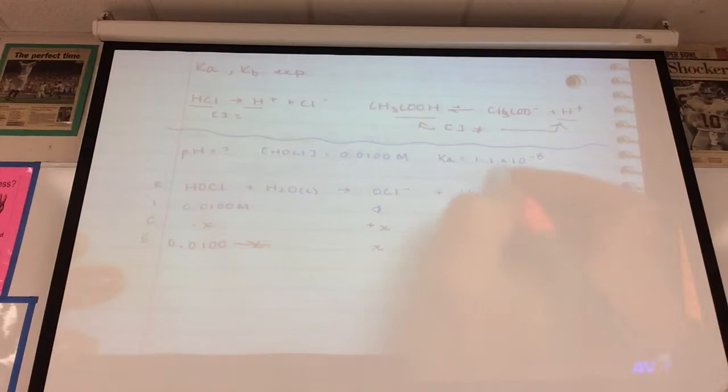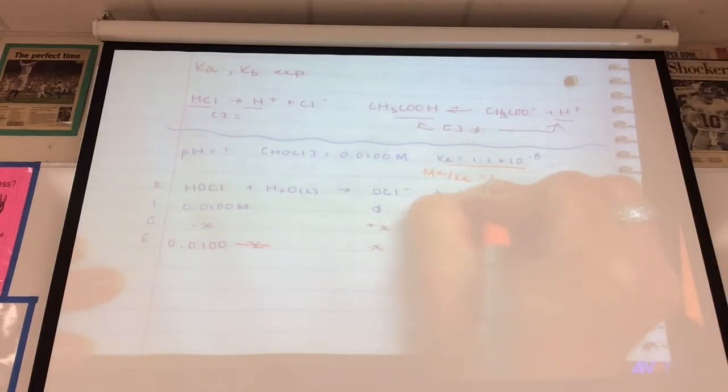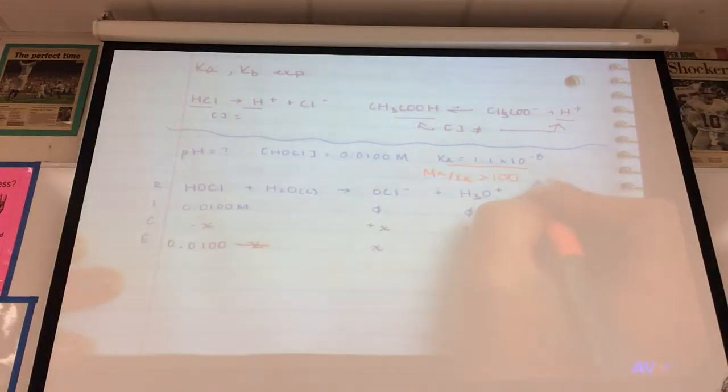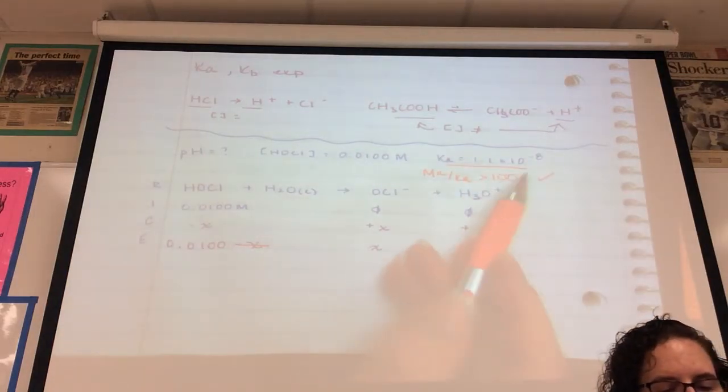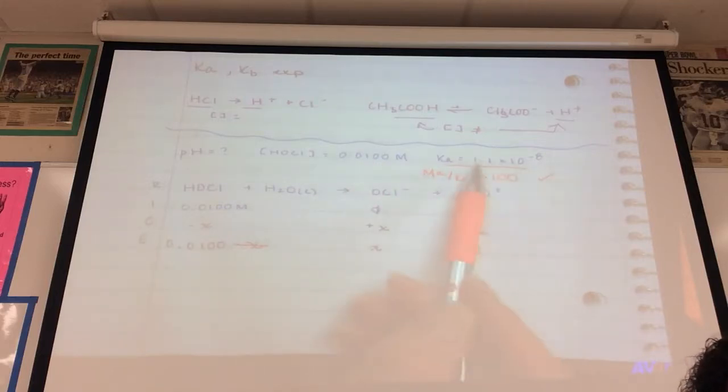And it definitely is, because the Ka is puny. If the molarity of the acid over the Ka is greater than 100, you can do this, and it definitely is. When you have such a small Ka there, you've got 1 times 10 to the negative 2 divided by essentially 1 times 10 to the negative 8, and that fraction is huge compared to 100.